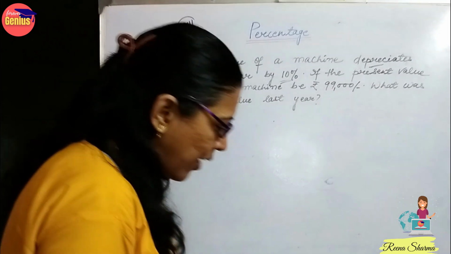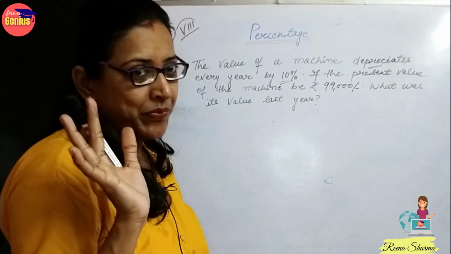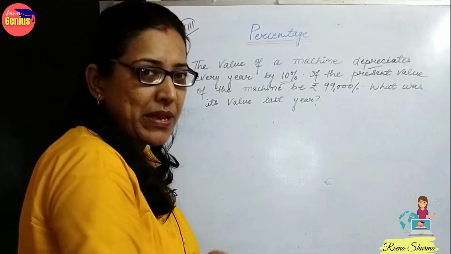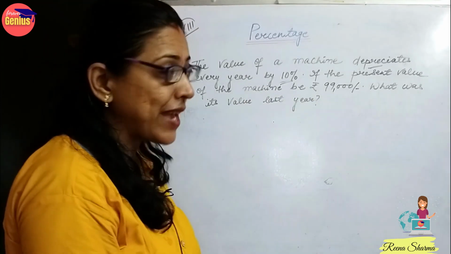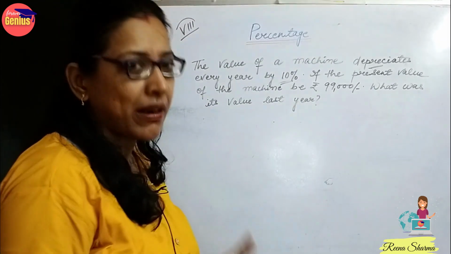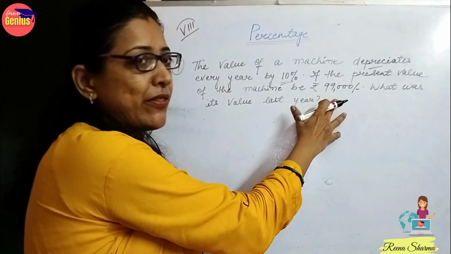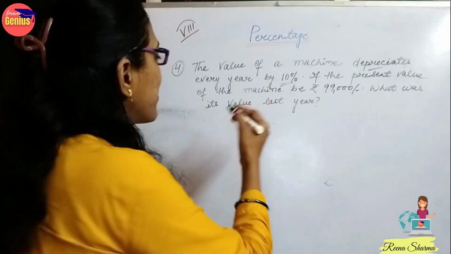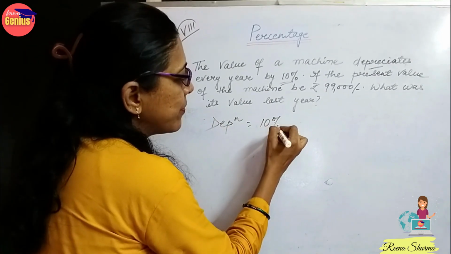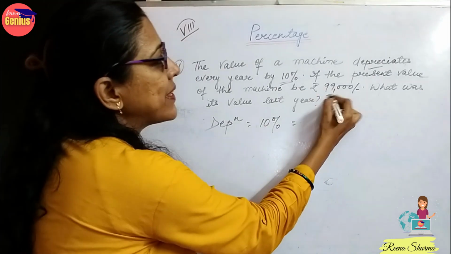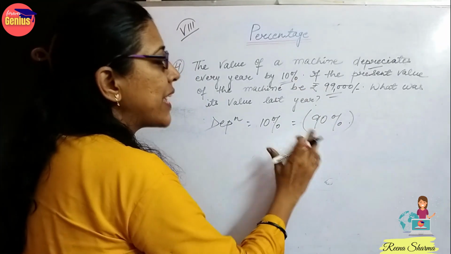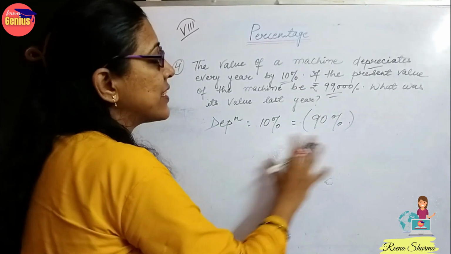So here now the question is in reverse gear. We calculate percentage of 100%. So will we take this as 100%? No. How to do then? See, when it depreciates, the value of last year would be 100% and the value of this year will be 90%. So depreciation is equal to 10%. So what is the total percentage? 90%.